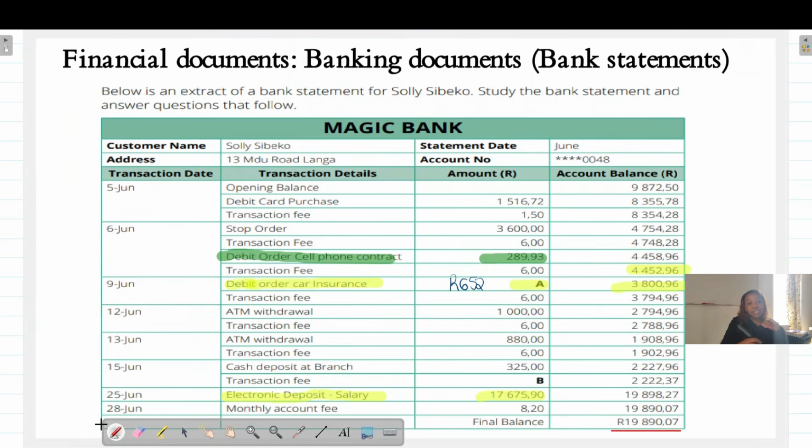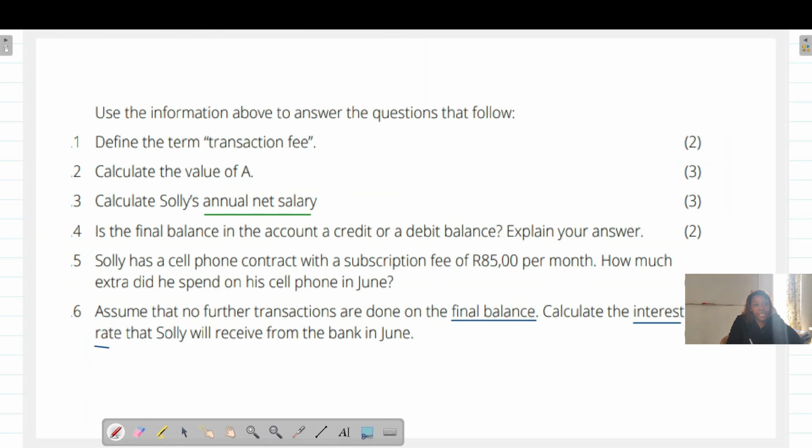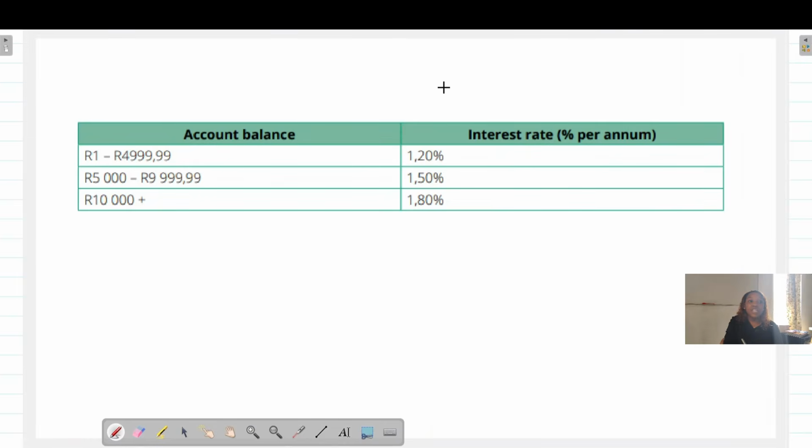So we need to basically determine the interest rate that he will receive from the bank. So we basically need to calculate the interest that he will receive from the bank for what? June. So for the month, not for the year, right? But what do we notice here? Here, this is the interest rate per annum. This is the interest rate for the year, right?